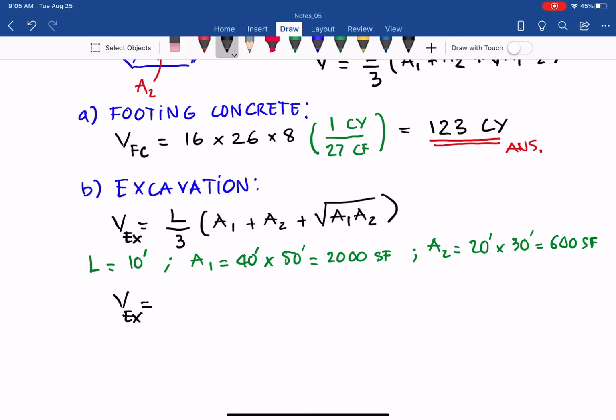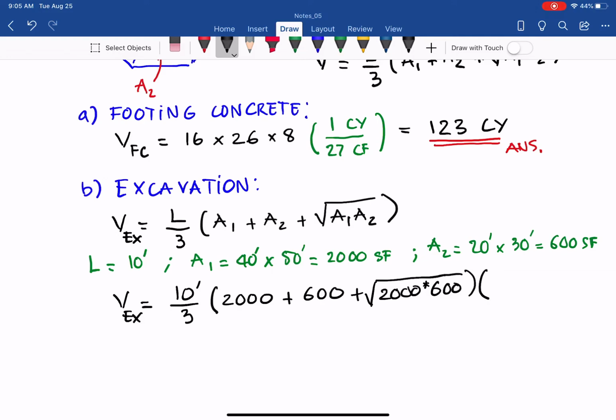So from that we can plug in to find the V for excavation, and I put EX for excavation. The volume is equal to L over 3, L is 10 feet over 3, times A1 2,000 plus A2 600 square feet plus the square root of the product of 2,000 times 600. And of course we change that with 1 over 27 to convert to cubic yard. So from here we get 456.